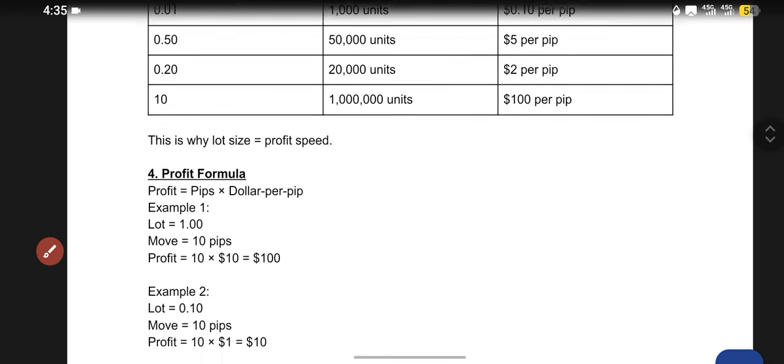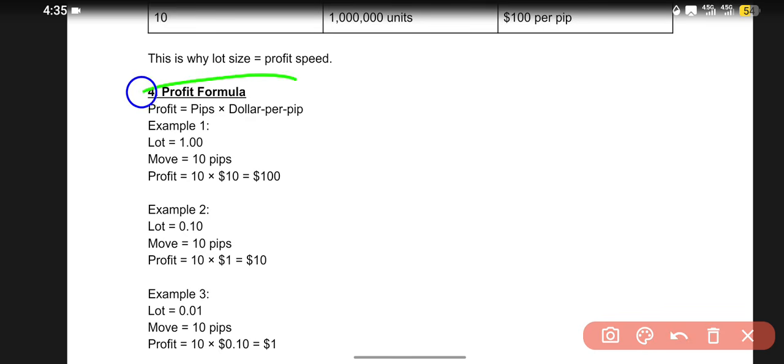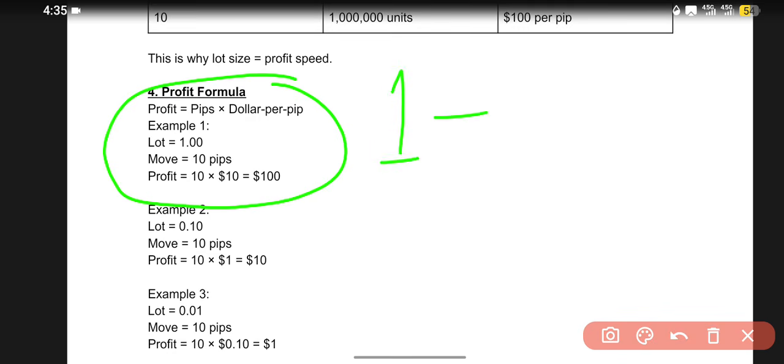This is the profit formula. At this point, the calculation is very simple. Profit is equal to pips times dollar per pip. Example, with one lot, 10 pip movement.